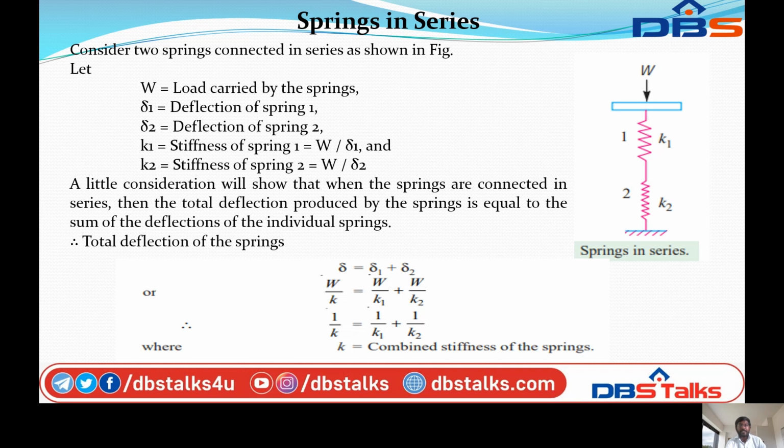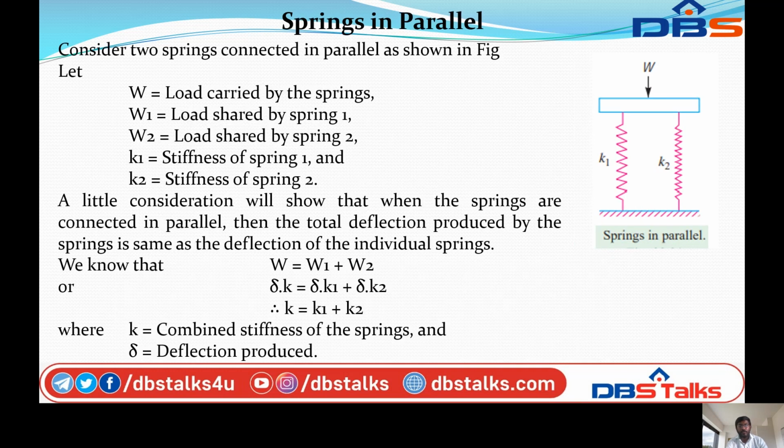So next, springs connected in parallel. We consider two springs connected in parallel as shown in the figure. K1 and K2, and on top of these springs the weight load will be connected. W is equal to the load carried by the springs, W1 is equal to the load shared by spring 1, W2 is equal to the load shared by spring 2. K1 is equal to the stiffness of spring 1 and K2 is equal to the stiffness of spring 2.